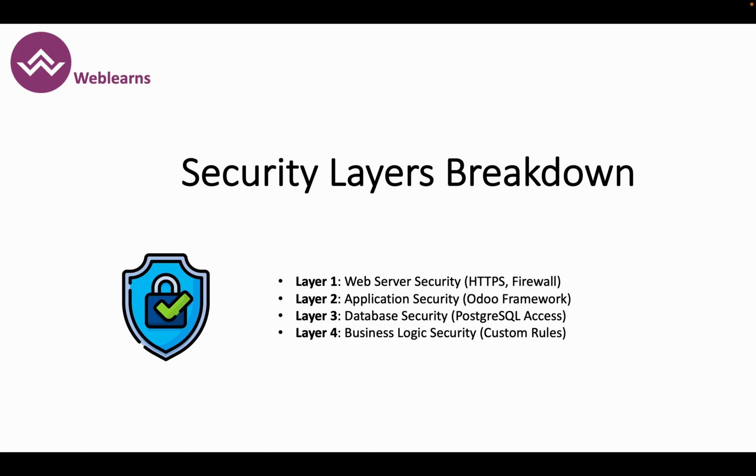Layer 2 is where Odoo's application framework shines, with built-in security features that protect your business logic. Layer 3 goes deeper into database security, where PostgreSQL's advanced permission system adds another barrier. And Layer 4 is where you as a developer can implement custom business logic, security rules specific to your organization's needs. Each layer reinforces the other, creating an incredibly strong security foundation.